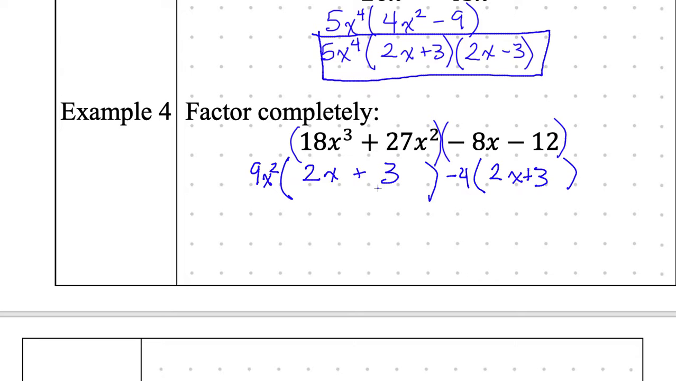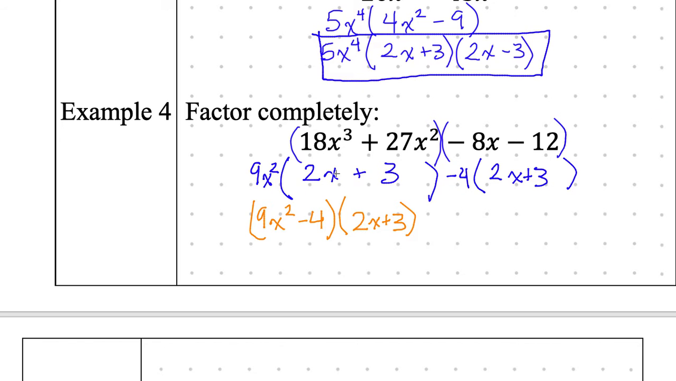Now what do I do? Next step. Next up, India. You're going to put the two terms that you divided by into the parentheses together. So it's going to be 9x squared minus 4 inside a parentheses, and inside the other parentheses 2x plus 3. But that's not the answer because we have a difference of squares in the first one.